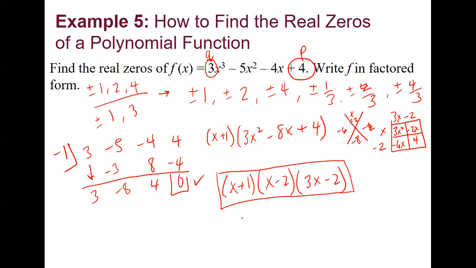And from the factored form, you can also say the zeros. So where are my intercepts? My intercepts are at -1, 0, +2, 0, and at +2/3, 0.